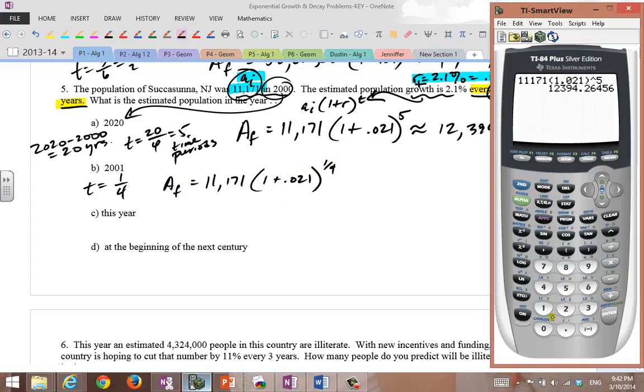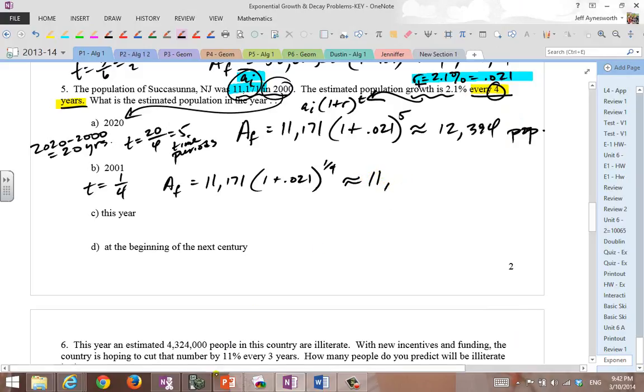Okay, so let's do this. 11,171 times 1.021 raised to the 1/4 power, which is 0.25. So raised to the power, quantity 1 divided by 4, or you can put in 0.25. And as you can tell, it didn't grow very much because it's only 1 year later, and it does this every 4 years, not every year. So 11,229 roughly. 11,229 people after only 1 year.